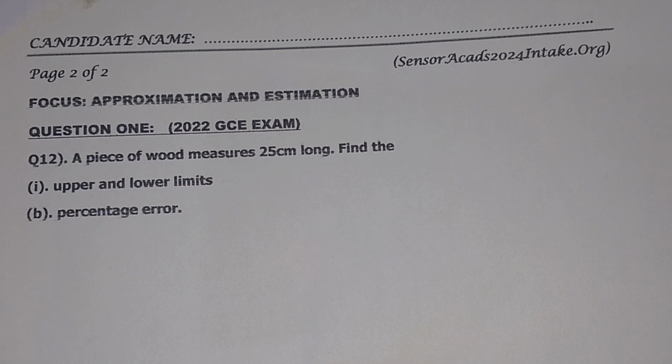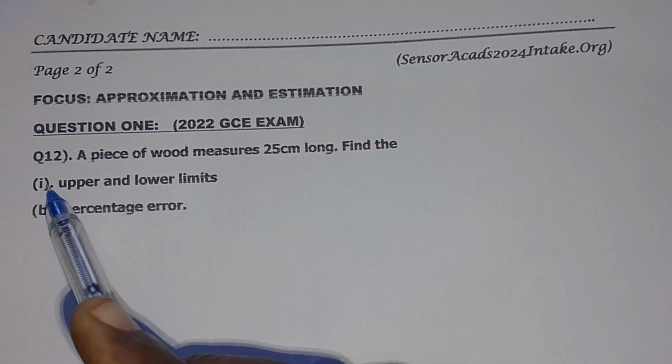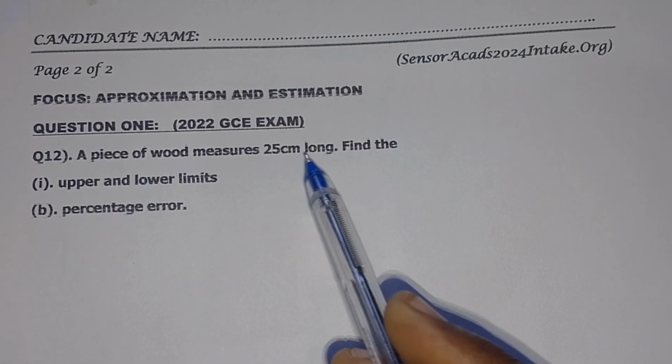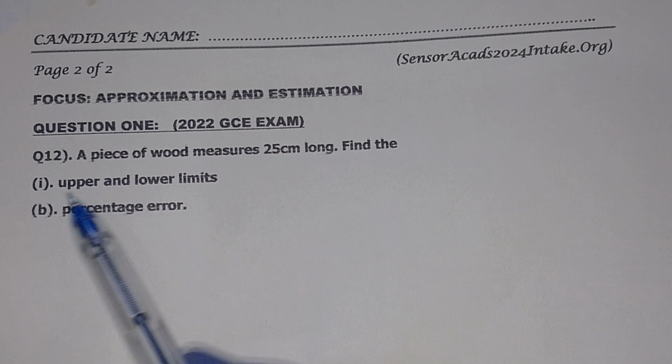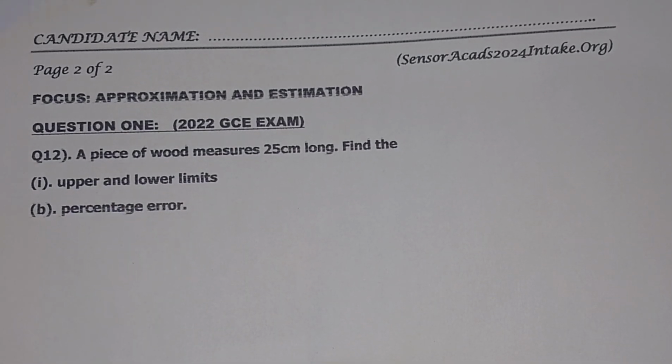So for question 1, we're talking about 2022 GCE exam question 12. It says a piece of wood measures 25 centimeters long. Find the upper and lower limits. In order to find the upper and lower limits as well as the percentage error, we will depend on the value for the absolute error.